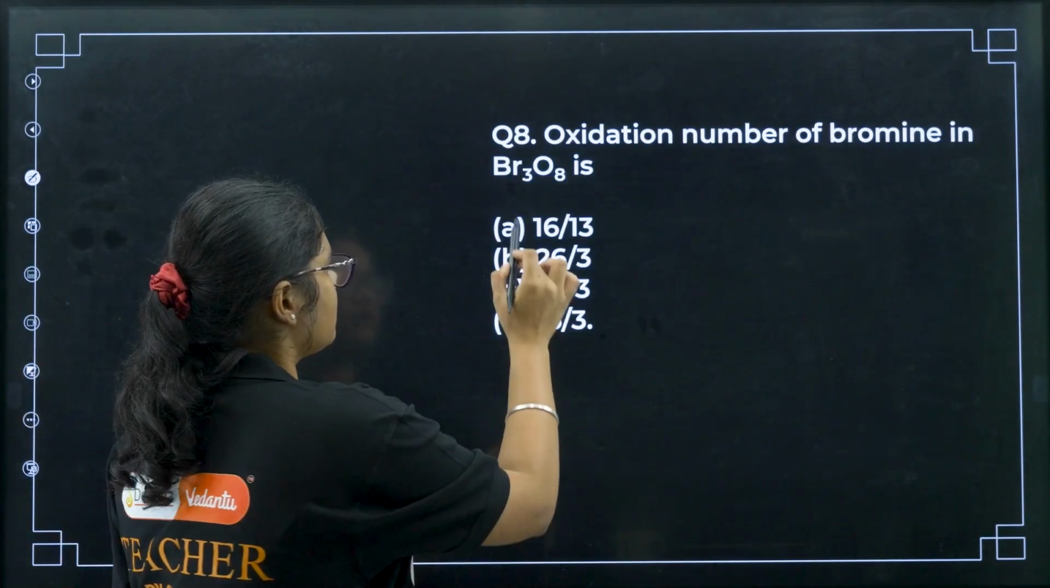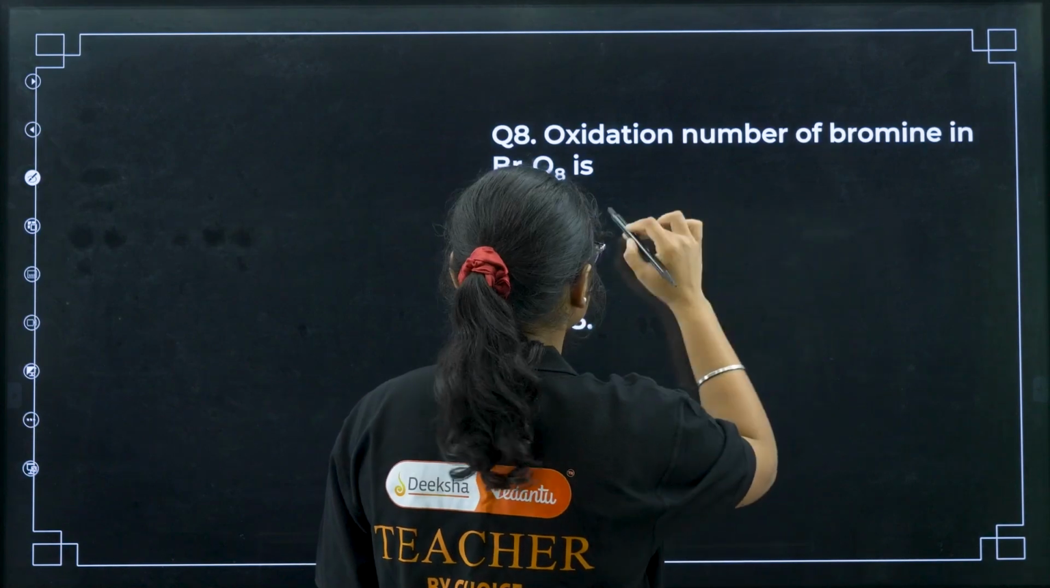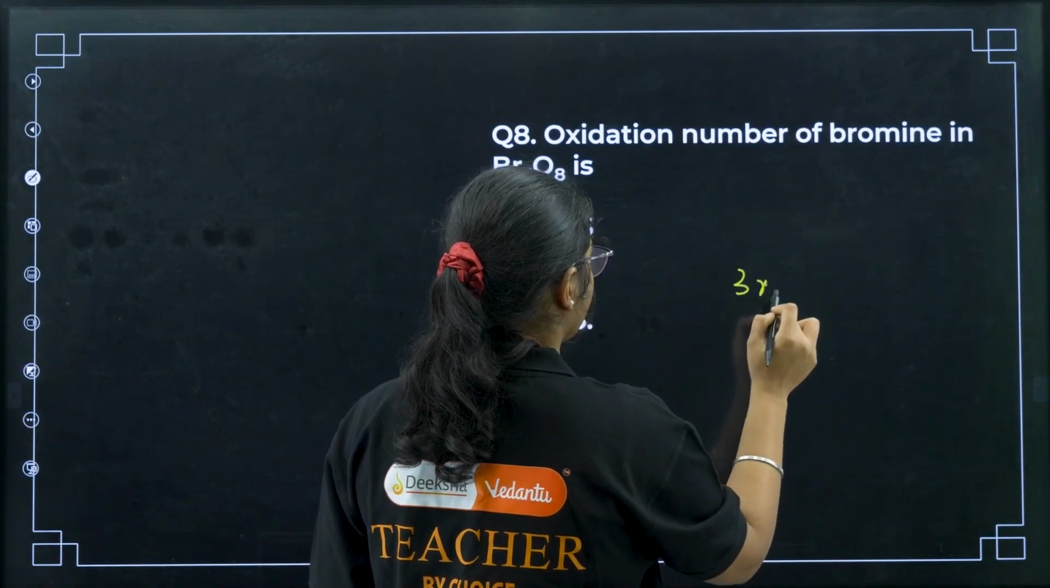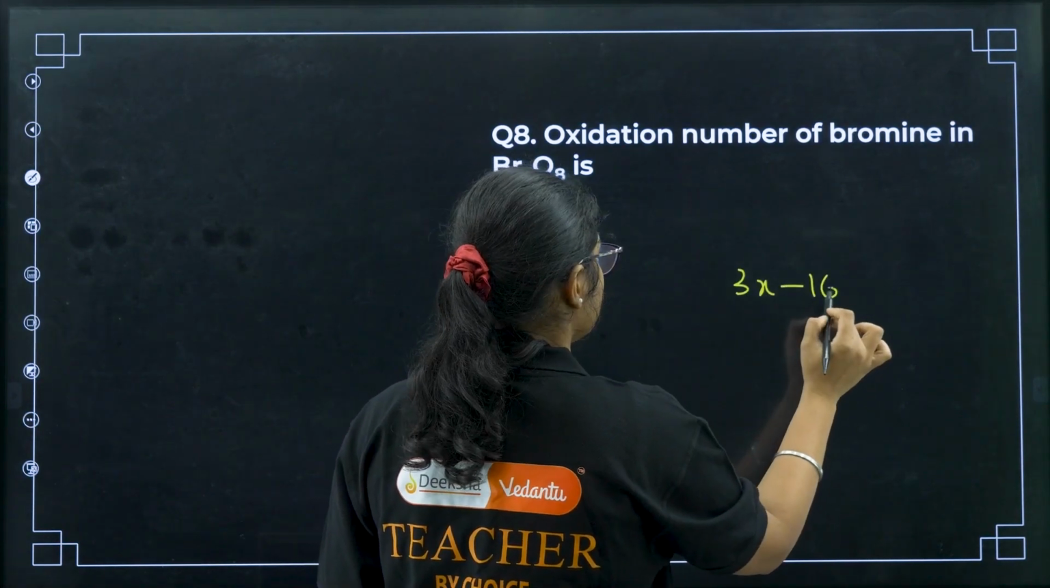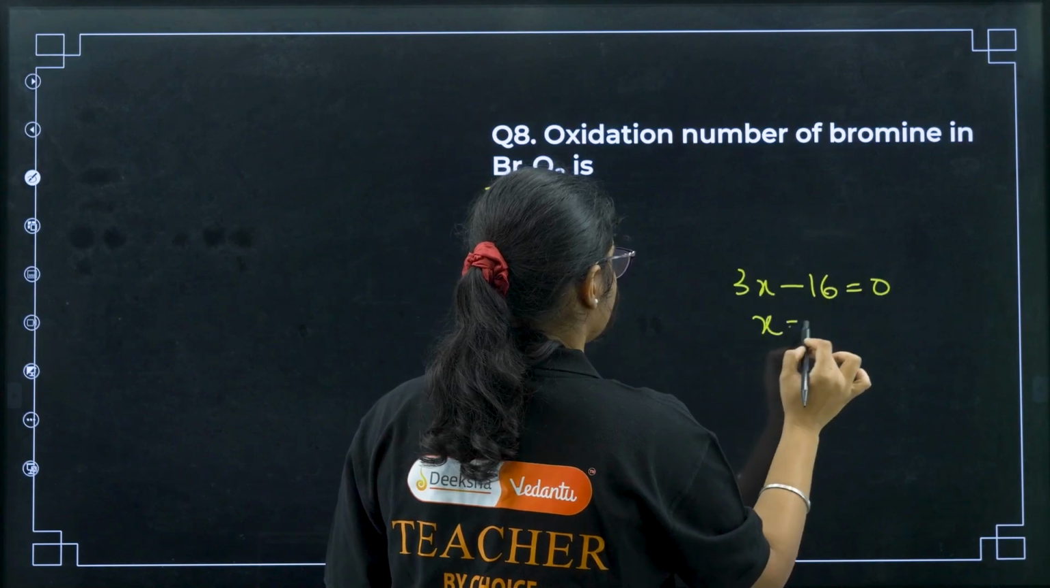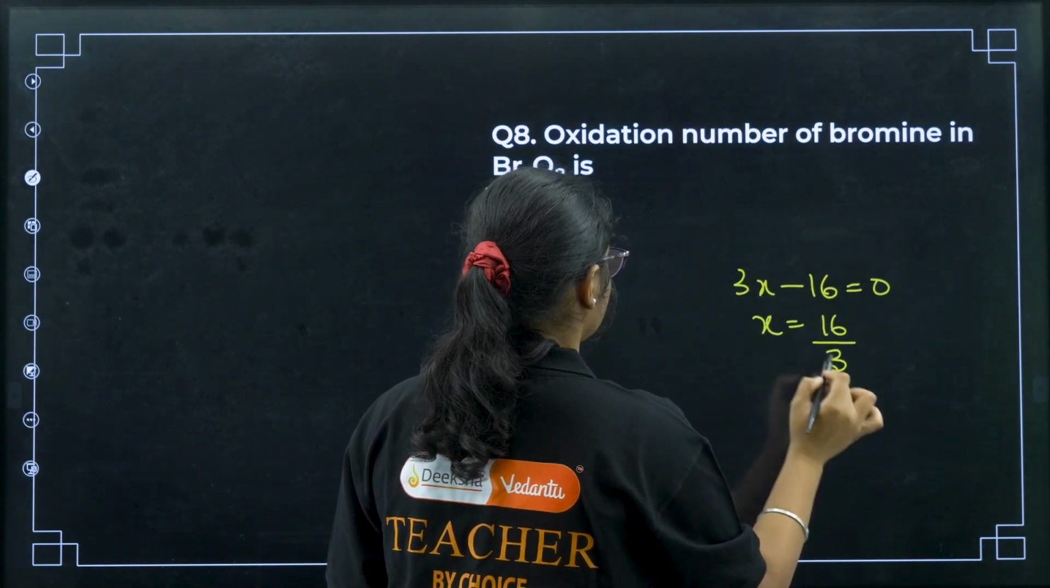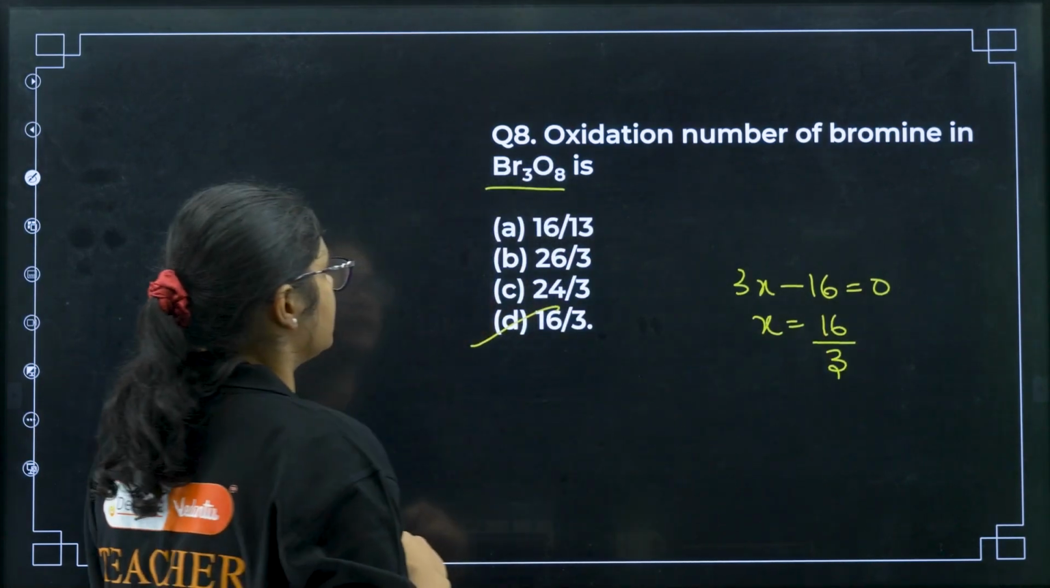Next, oxidation number of Br3O8. Bromine is x, so let it be 3x. Then it is -16 is equal to 0. So x will be equal to 16/3. So option number D.